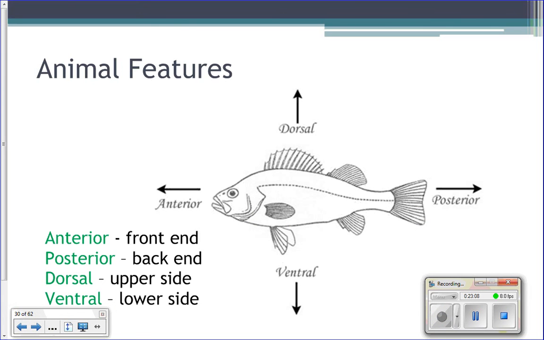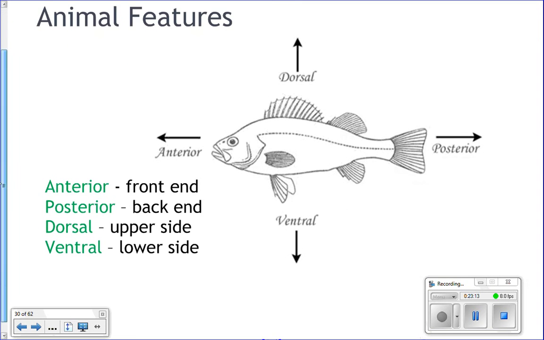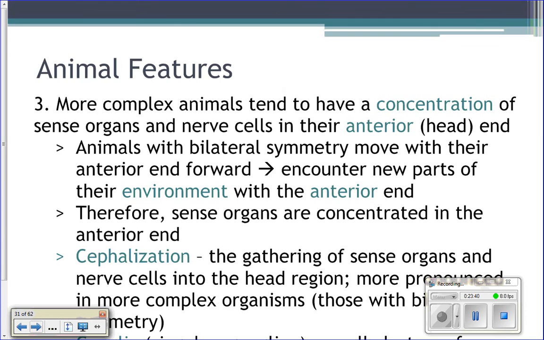Because you have specialized right and left halves and upper and lower parts, we use directional terms with animals that have bilateral symmetry. So anterior is the front end towards the head, posterior is towards the tail, dorsal's at the top, and ventral's at the bottom. Like the dorsal fin of a shark, it's the fin that's on the dorsal side. It's like the iconic shark fin that cuts through the water, right? Jaws. Dun-dun. Dun-dun.